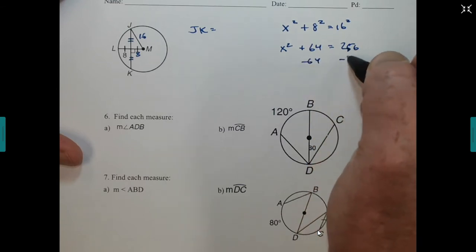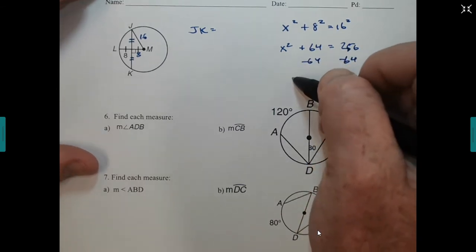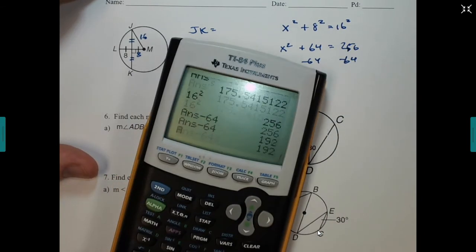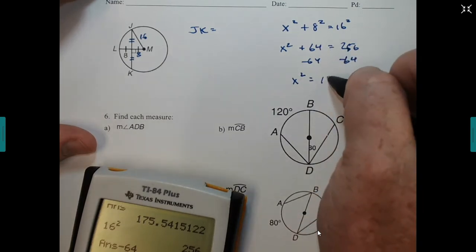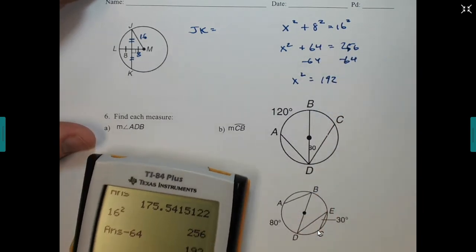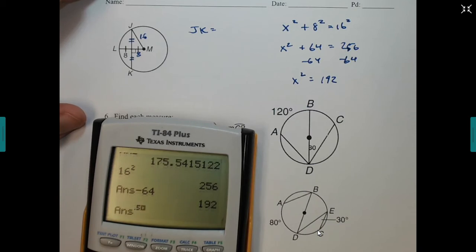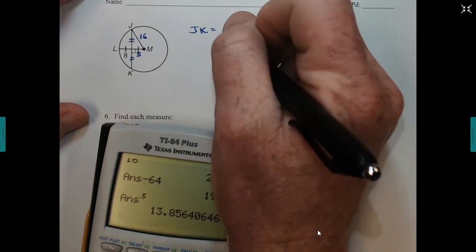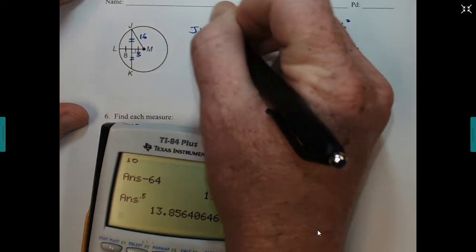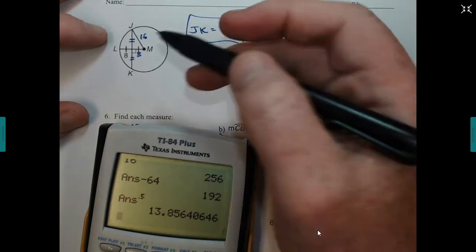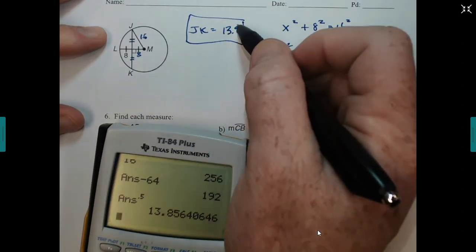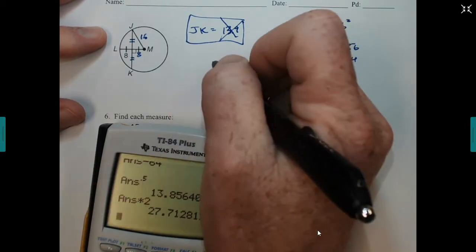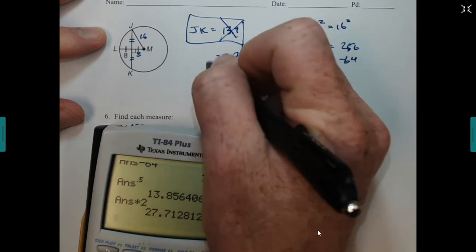Move 64 to the other side. Minus 64 is 192. And again, I can square root by raising that number to the 1/2 power. It's about 13.9. Ooh, but that was only 1/2. That's not my answer. I need to double that. 27.7.